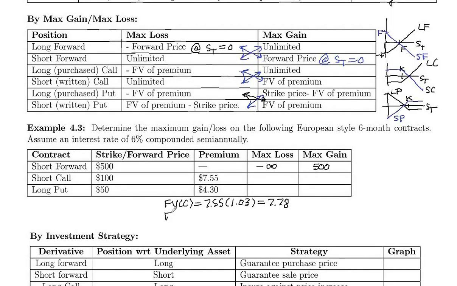And then the accumulated value of the put premium, FV of P, is going to be $4.30. This is again a 6-month contract at 6% semi-annually, so that'll be again times 1.03 to get the accumulated value of the premium after 6 months. And that is 4.43.